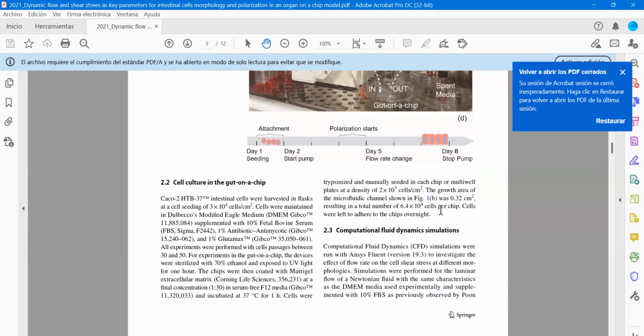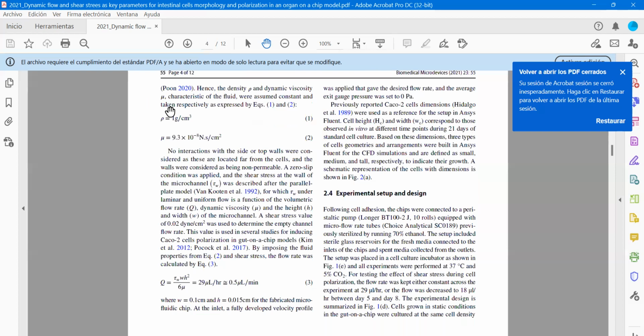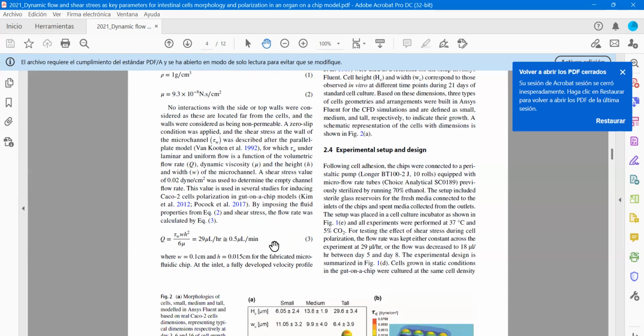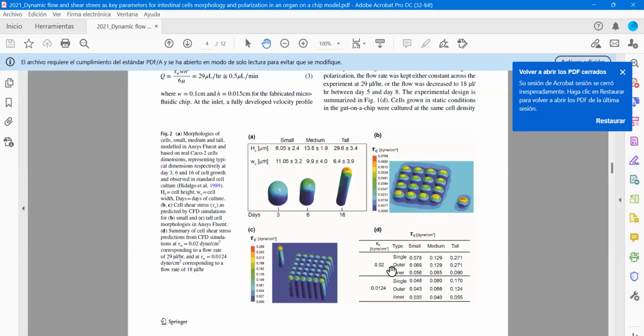So how do they correlate the stress caused by the flow to the morphology of the cells? They use computational fluid dynamics simulations, and they apply this formula in order to calculate the flow rate that they needed to apply for a shear stress value of 0.029 dyne per square centimeter, which is reported for cell polarization in this specific cell line. And so they use that flow rate value for the simulations, and they calculate the cell shear stress.